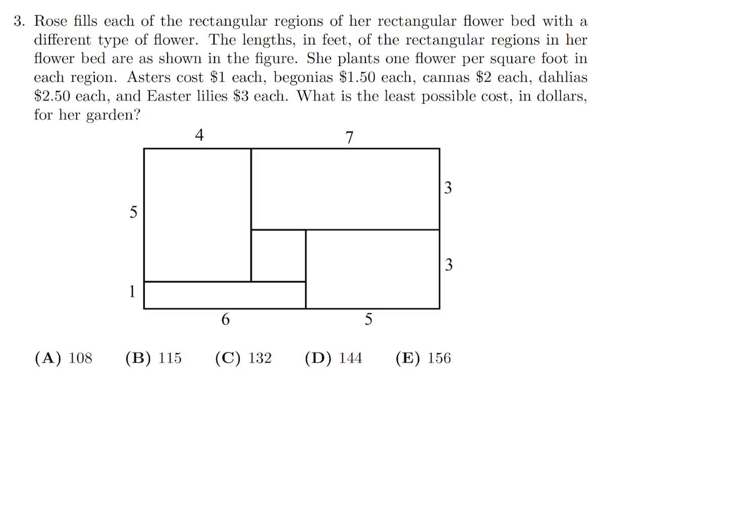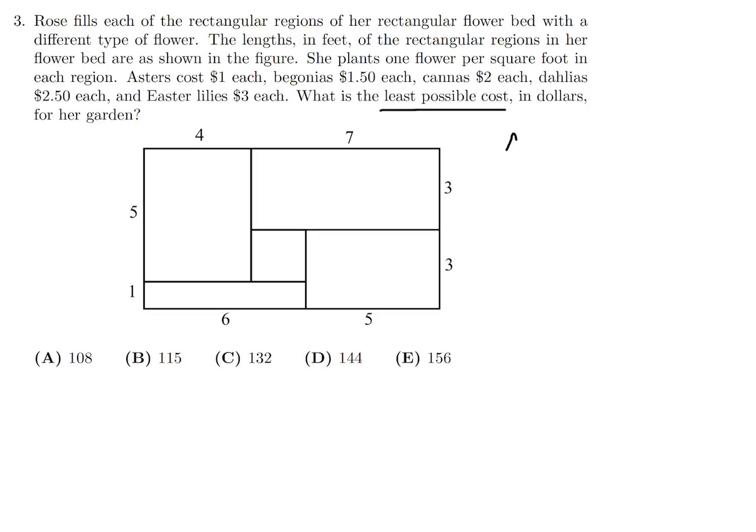Rose fills each of the rectangular regions of her rectangular flower bed with a different type of flower. The lengths in feet of the rectangular regions in her flower bed are as shown in the figure. She plants 1 flower per square foot in each region. Asters cost $1, begonias $1.50, cannas $2, dahlias $2.50, and Easter lilies $3. What is the least possible cost in dollars for her garden?